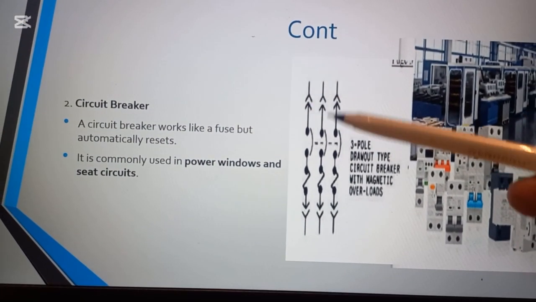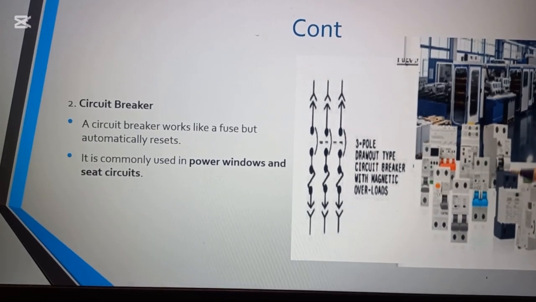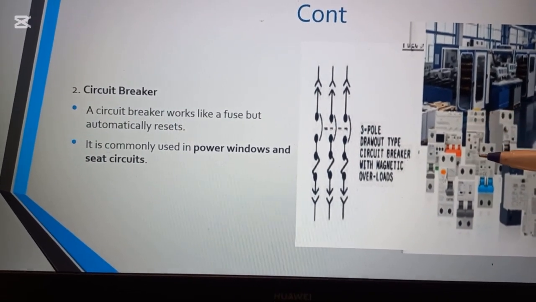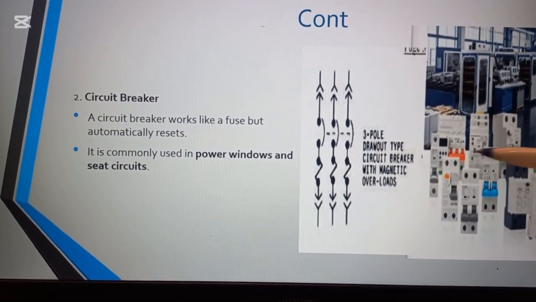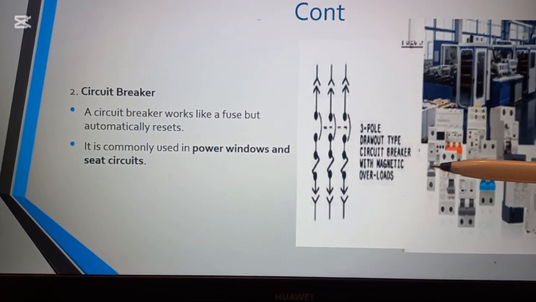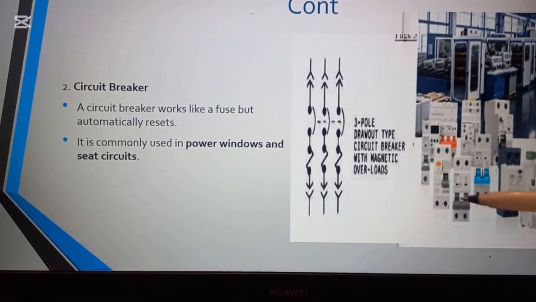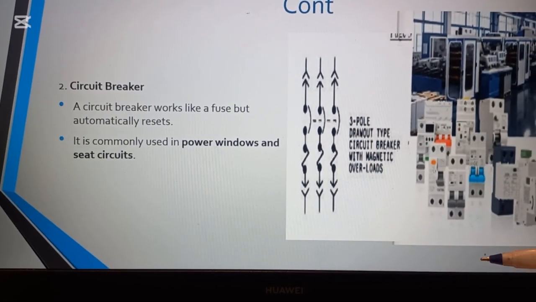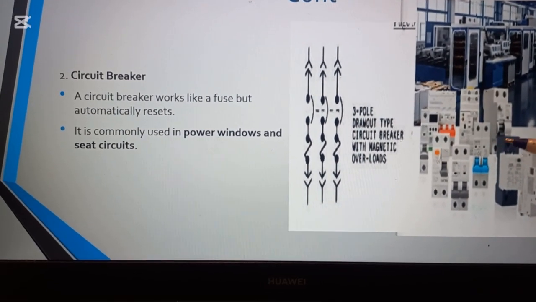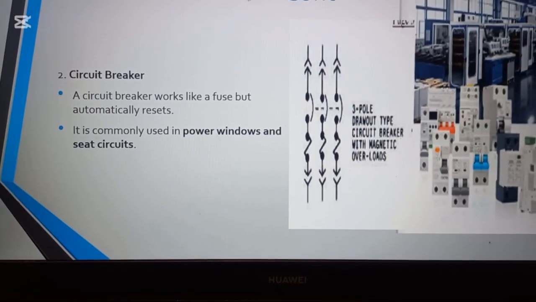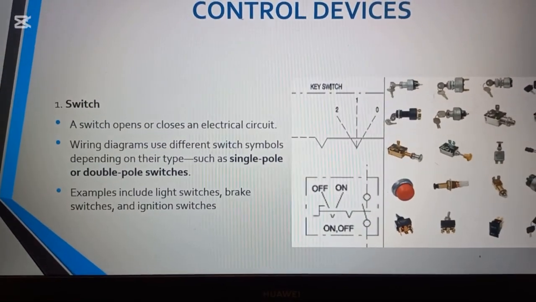We'll have circuit breakers. Circuit breakers are also protection components. The difference is that a fuse will melt off and you have to replace it. For the breaker, it will trip off, so you can reset it and put it back. But the operation is the same.